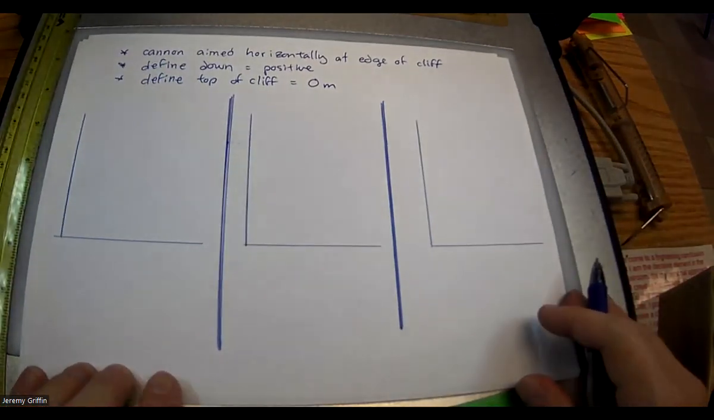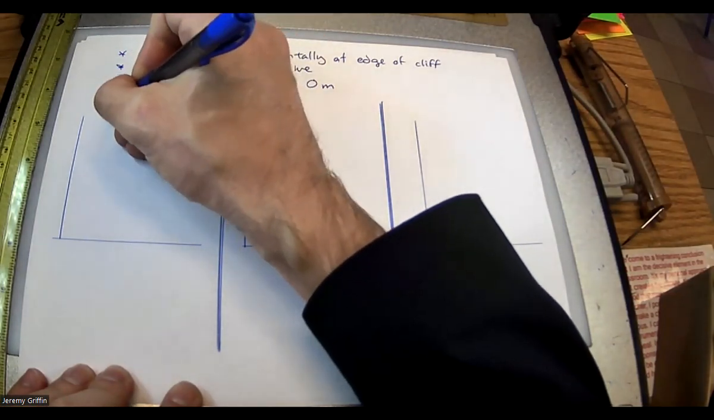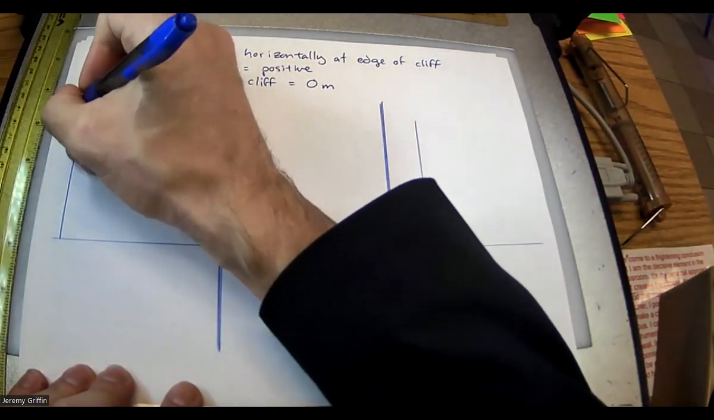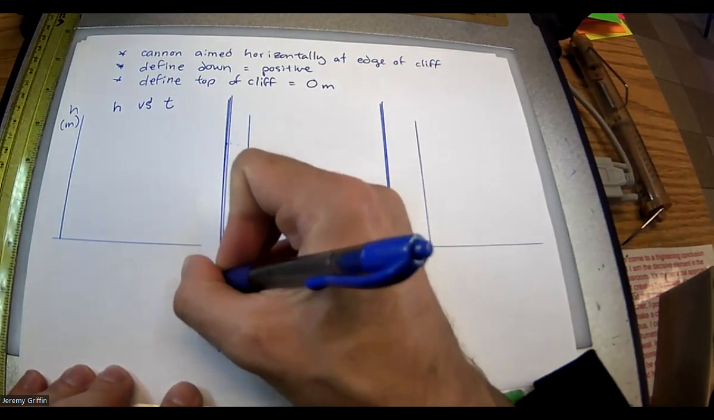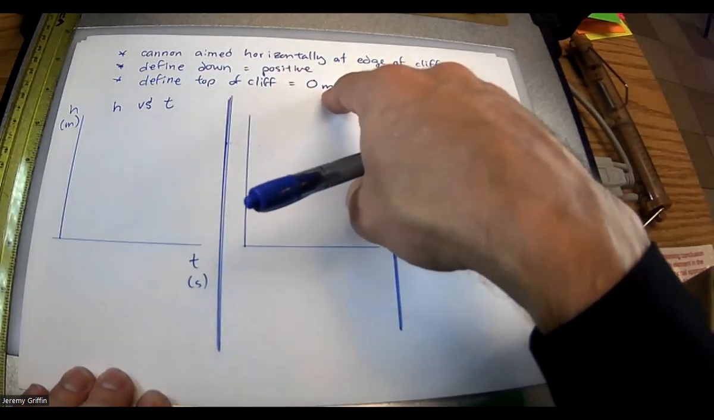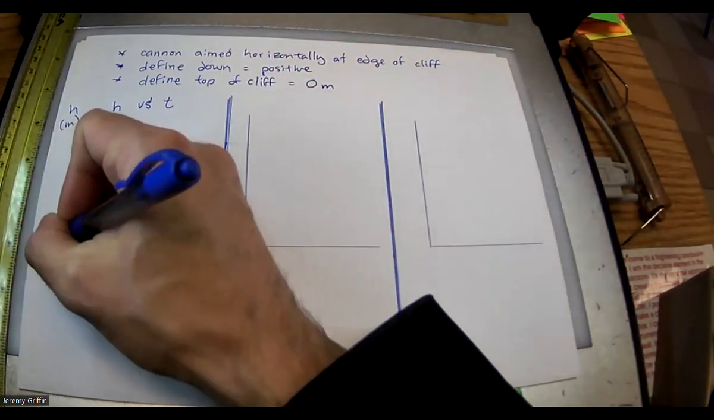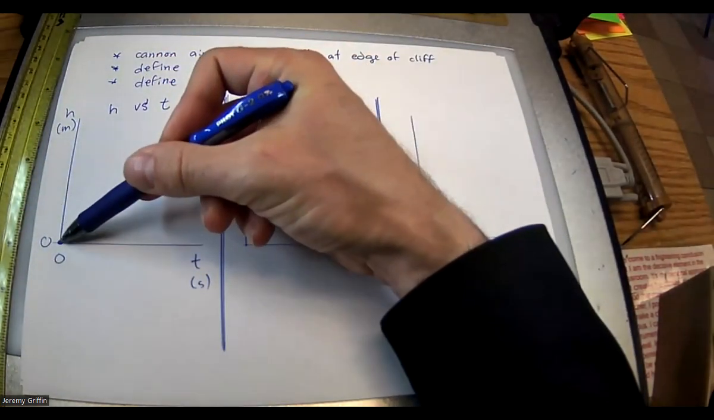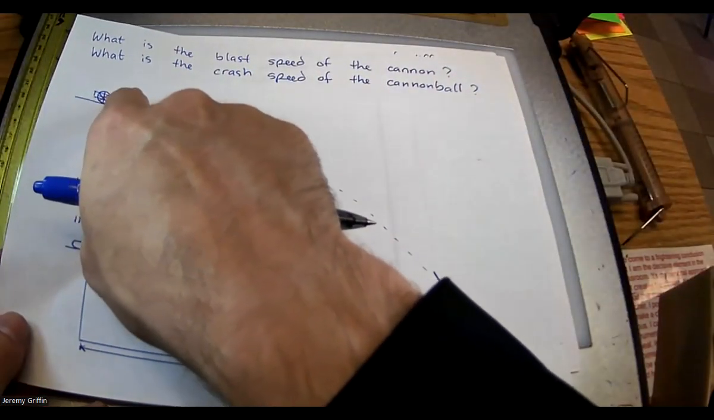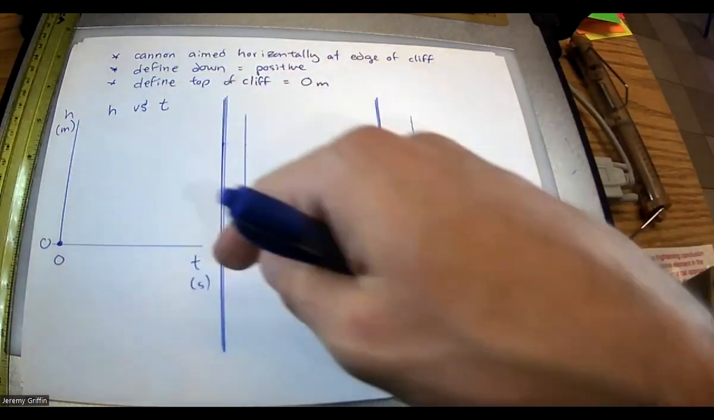One graph, let's do the vertical displacement as a function of time, so versus t. Height in meters versus time in seconds. Remember that I defined the top of the cliff as 0.0 and down as the positive direction. Would it be true that at time 0 it's at position 0? So go ahead and put a dot right there. At time 0 it's at position 0. Look at the cannonball. As it starts to fall vertically, it's going to fall in the positive direction. That's why it's a first quadrant graph.